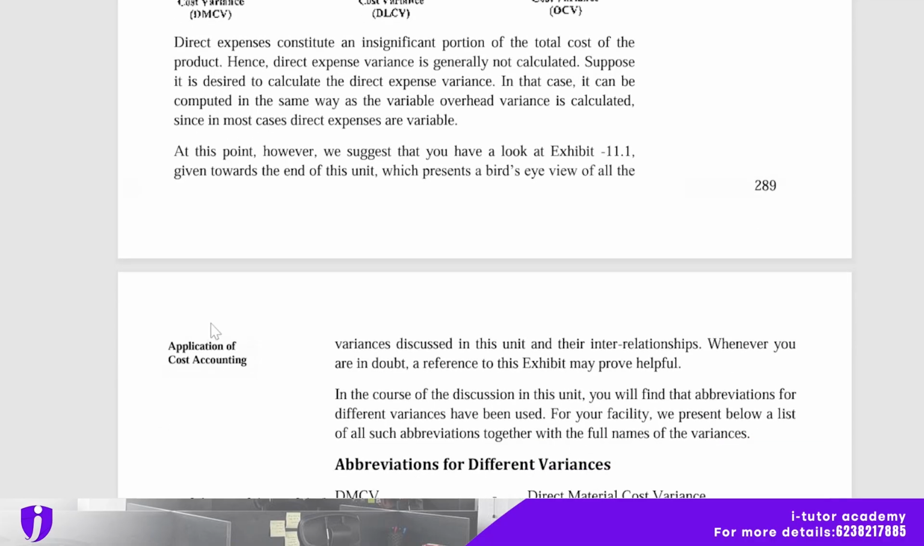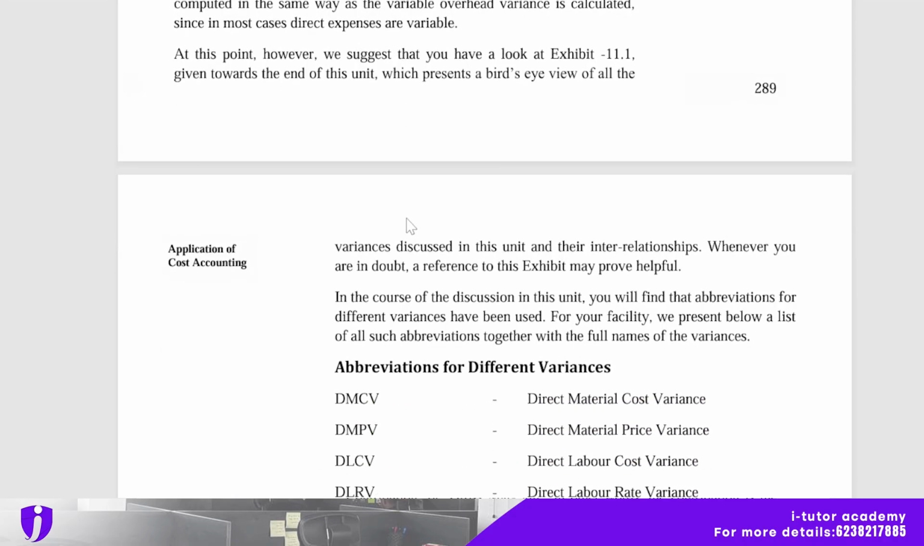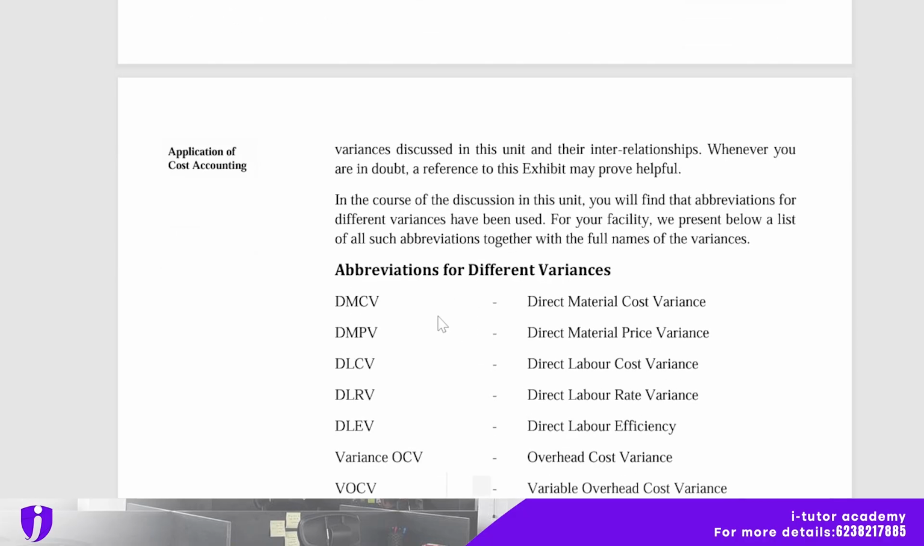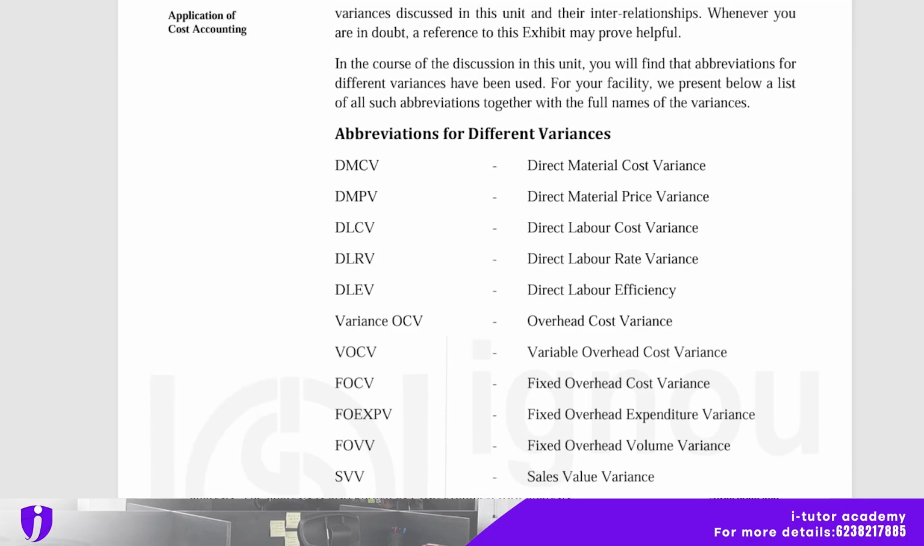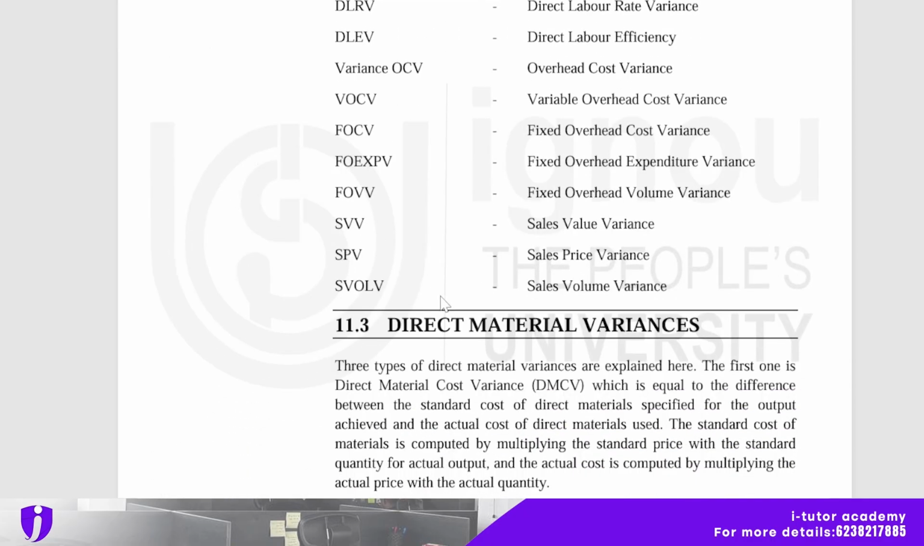At this point, however, we suggest that you have a look at Exhibit 11.1 given towards the end of this unit, which presents a bird's eye view of all the variances discussed in this unit and their interrelationship. So we will discuss that later, and whenever you are in doubt, a reference to the exhibit may prove helpful. Okay, so the abbreviation for different variances is also here. You just go through your IGNOU material. Direct material cost variance is DMCV, that is the abbreviation of that. So you just go through one by one. It will help you at your short note preparation time.